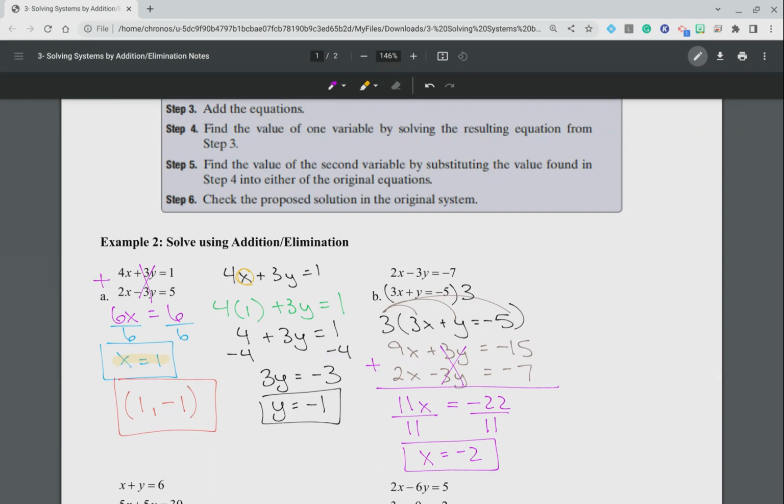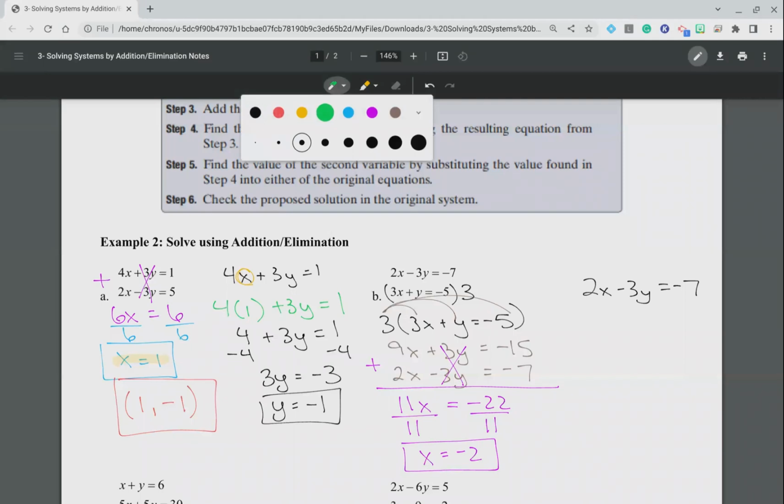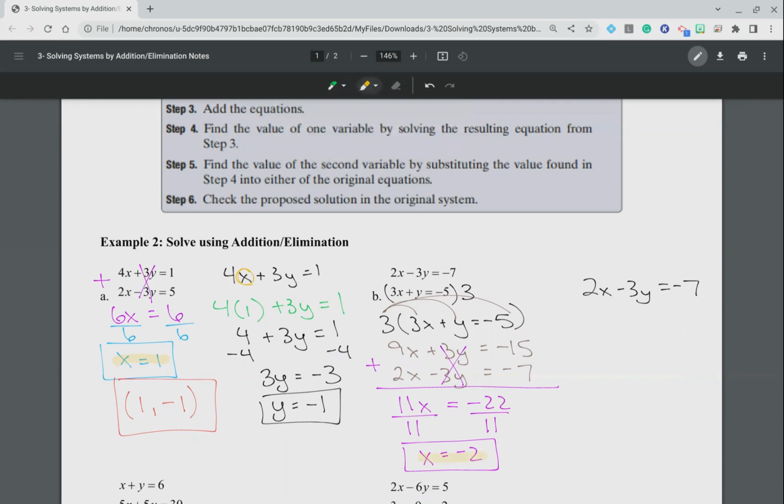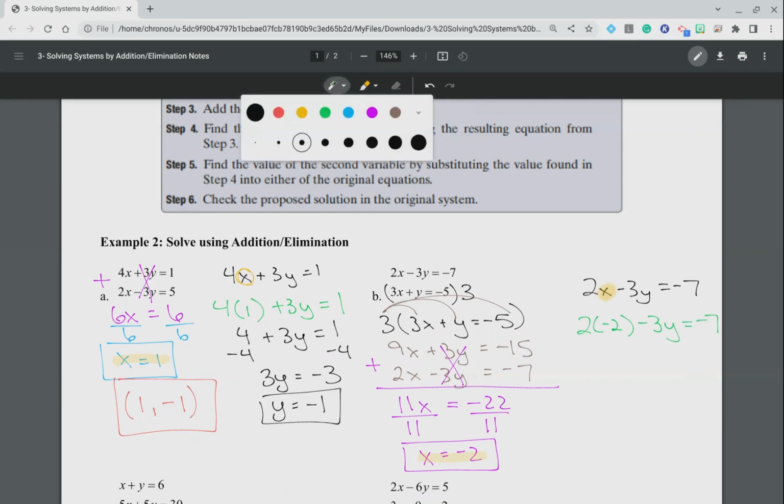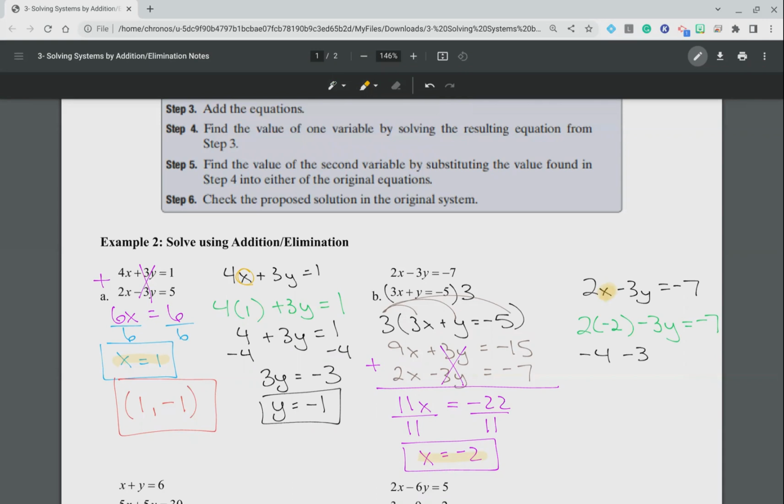Okay, now I can pick either one of those equations to plug that into to solve for y. And I'm just going to pick this top one, not for any particular reason. All right, so now I'm going to take negative 2 and plug it in for x up here. So I get 2 times negative 2 minus 3y equals negative 7. Negative 4 minus 3y equals negative 7.